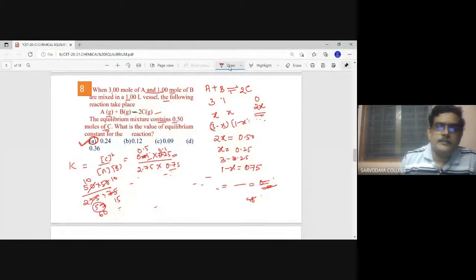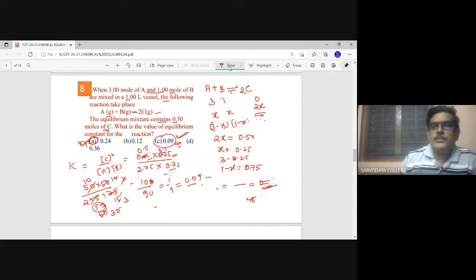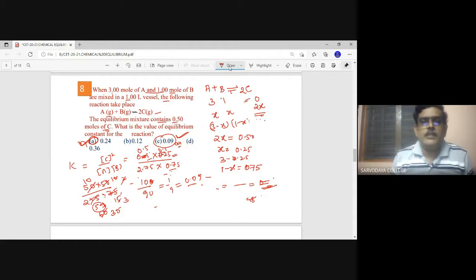So it will be 100 by, 2 and 5, 2s and 5, 3s cancel out, then 2 times 30 here. So it will be 10 divided by 90. 10 divided by 90 is 1 by 9. So 1 by 9 is 0.09. So it comes to 0.09, and that will be the answer. Not A, C is the answer. So you have to take the concentration of C as 0.25, not as half. So the answer will be C, not A.